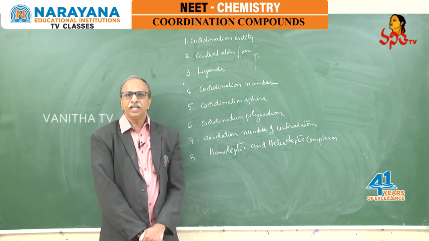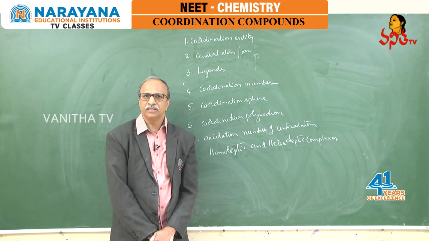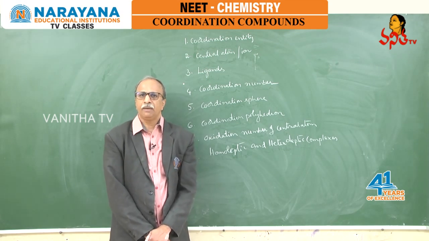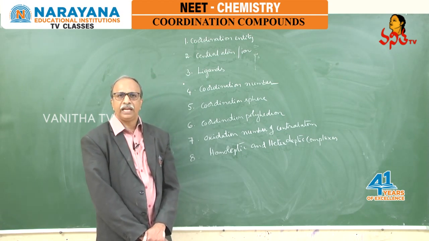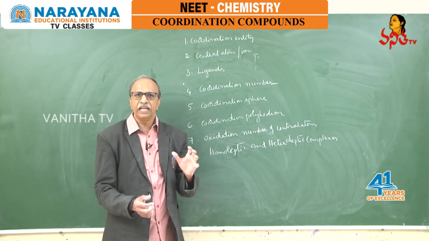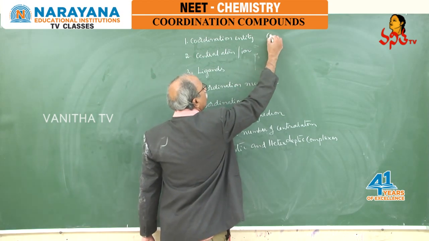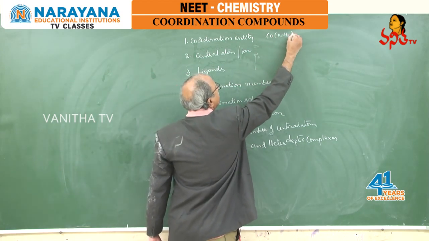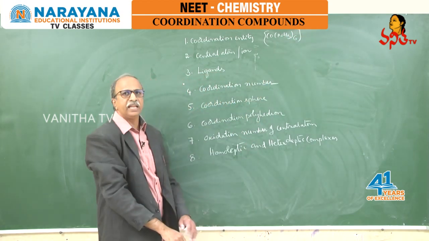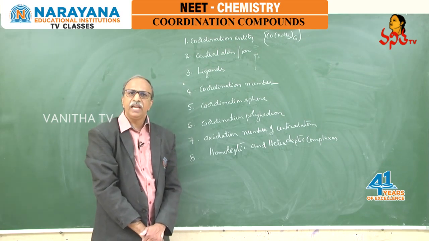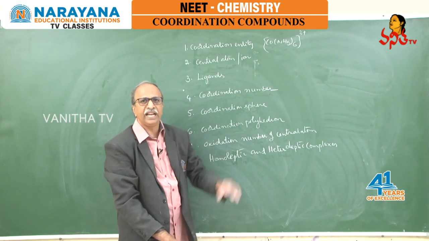The coordination entity is the one where the metal atom or ion is surrounded by a certain number of atoms or groups, that is, ions, which behave as a single entity. For example, in [Co(NH3)6]3+, the Co is bound by 6 NH3s and that behaves as a single unit, and such a unit is called a coordination entity.